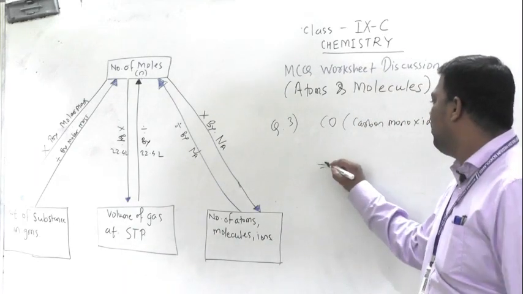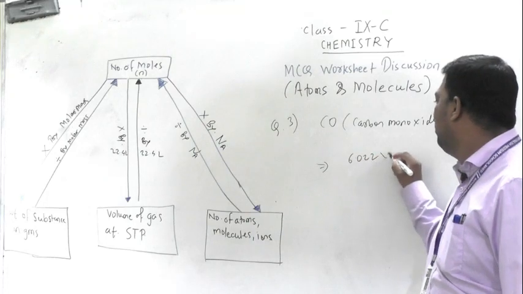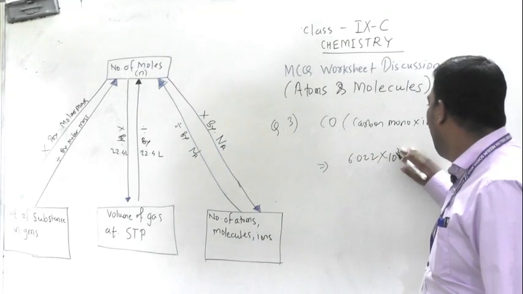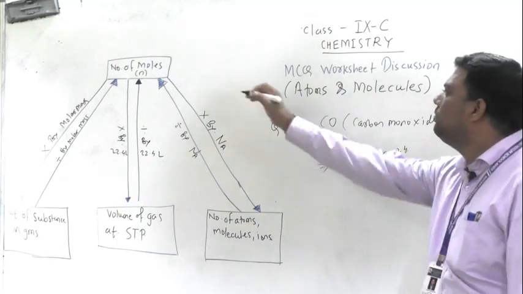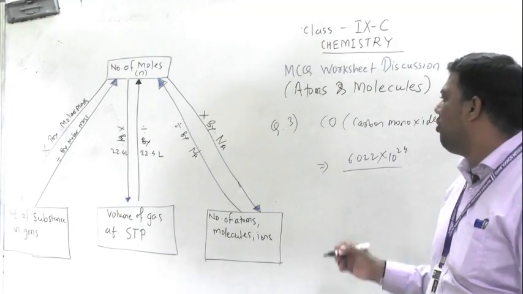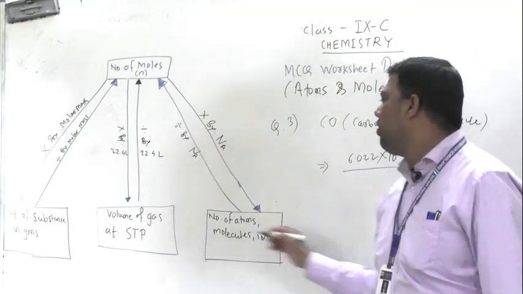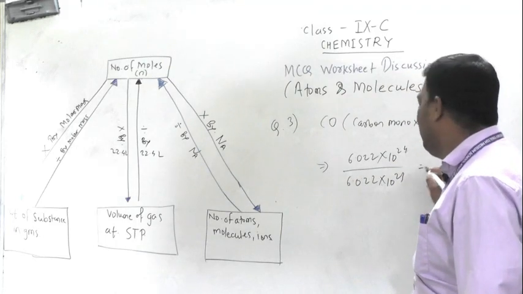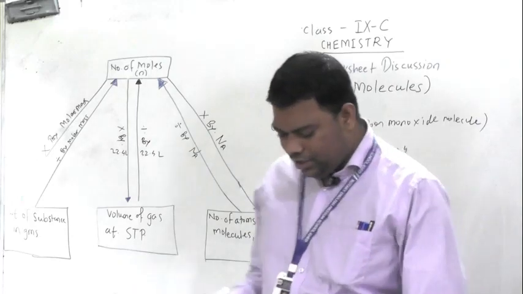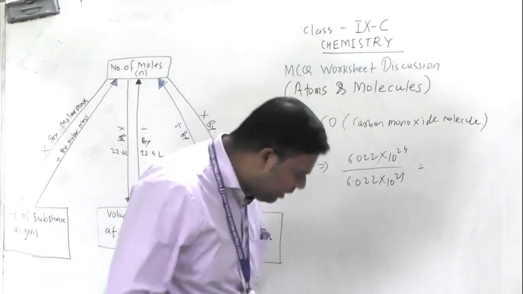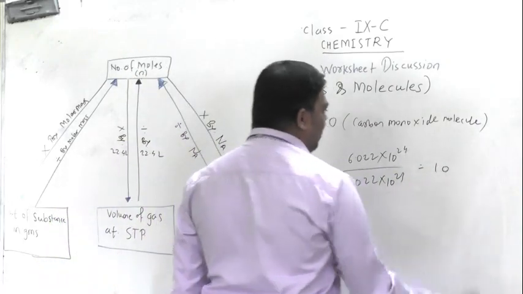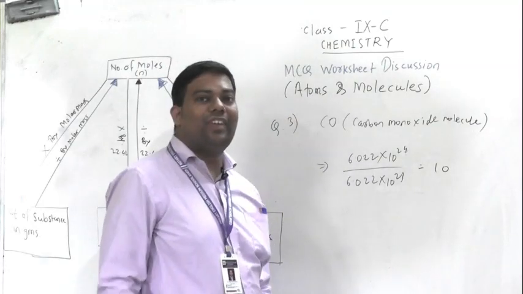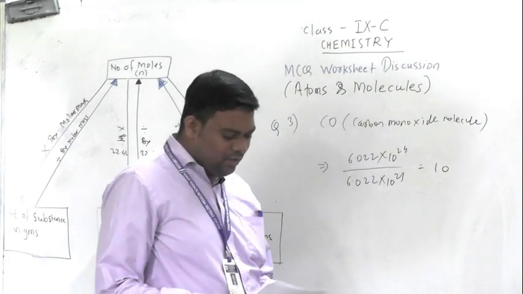So what we have to do is 6.022 into 10^24 divided by the Avogadro number. See here, the Avogadro number is 6.022 into 10^23. So what answer will you get here? You will get near about 10. Understood? 10 is the answer. Okay.